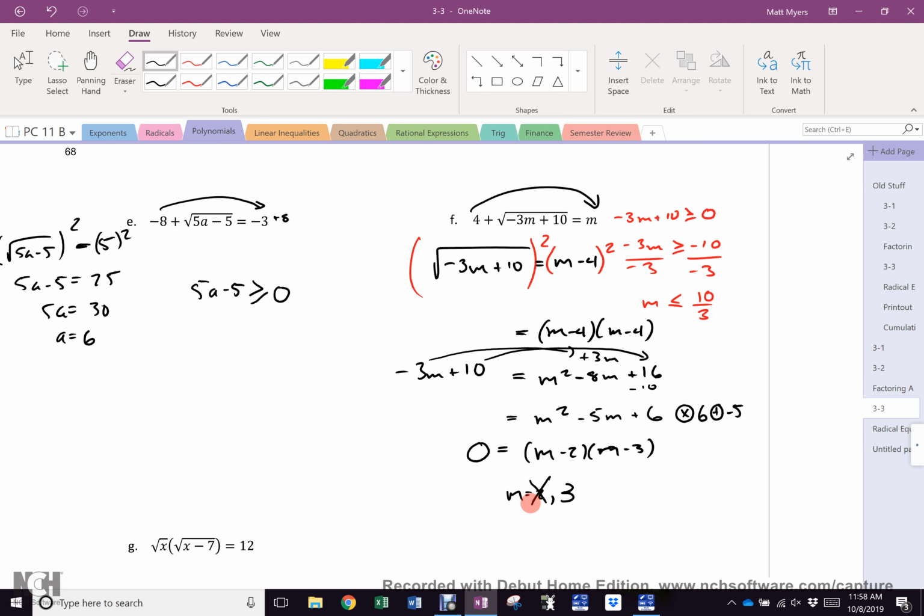Extraneous root. Now let us check 3. What is negative 3 times 3? Negative 9. What is negative 9 plus 10? 1. What is the square root of 1? 1. What is 4 plus 1? 5. Does 5 equal 3? No.